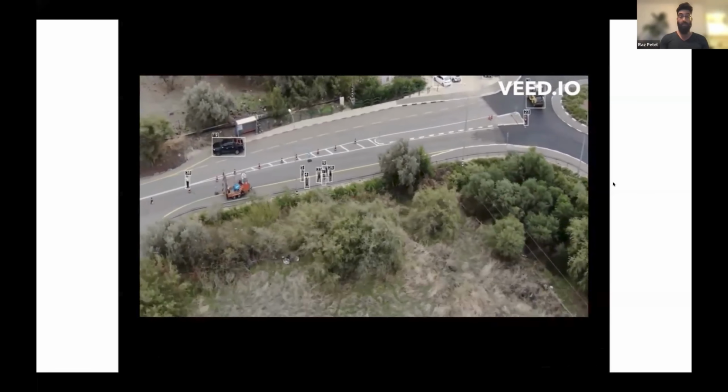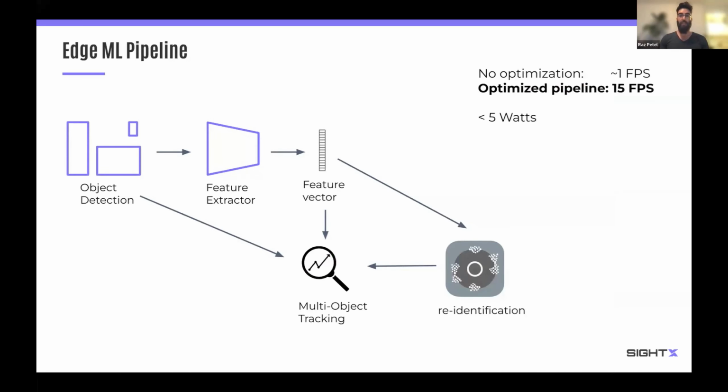So this is some of the stuff that we're doing, and I want to talk about the pipeline. What you saw here is actually not one model; it's a whole pipeline of models. First of all, you have the object detection model, which detects the objects in the image. Then you have the feature extractor and the ReID module where you need it, and it's all orchestrated by a multi-object tracker.